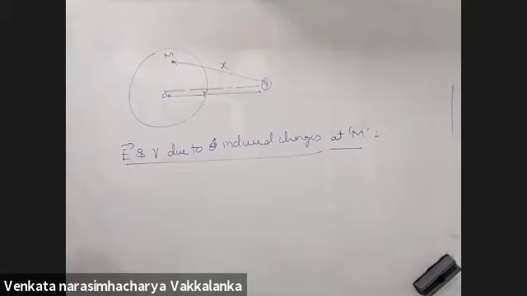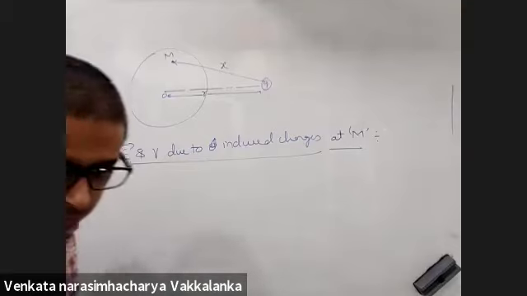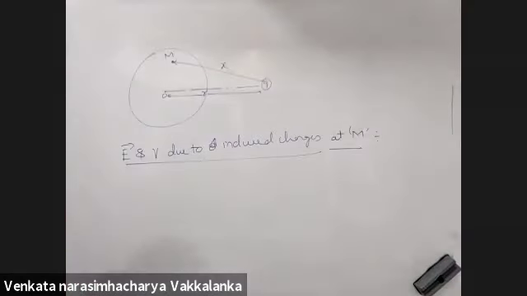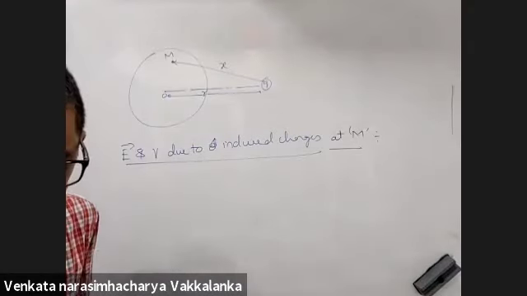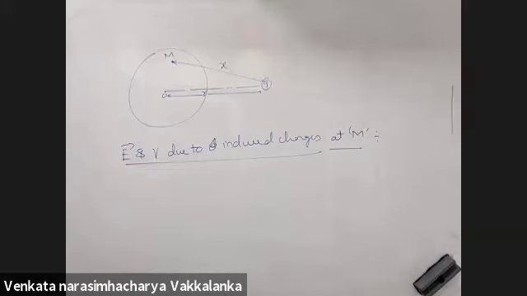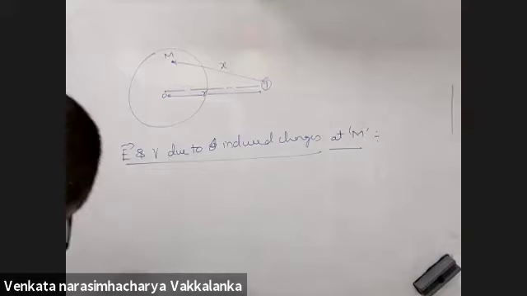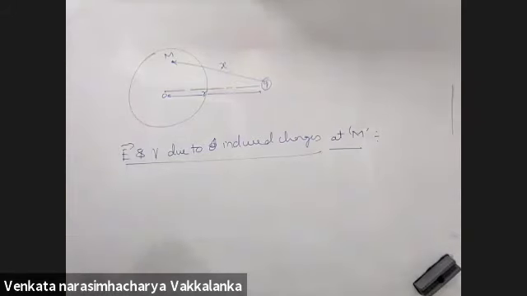So could you see the chart box? KQ by X minus KQ by R. Actually, KQ by R minus KQ by X. Potential will be KQ by R minus KQ by X.